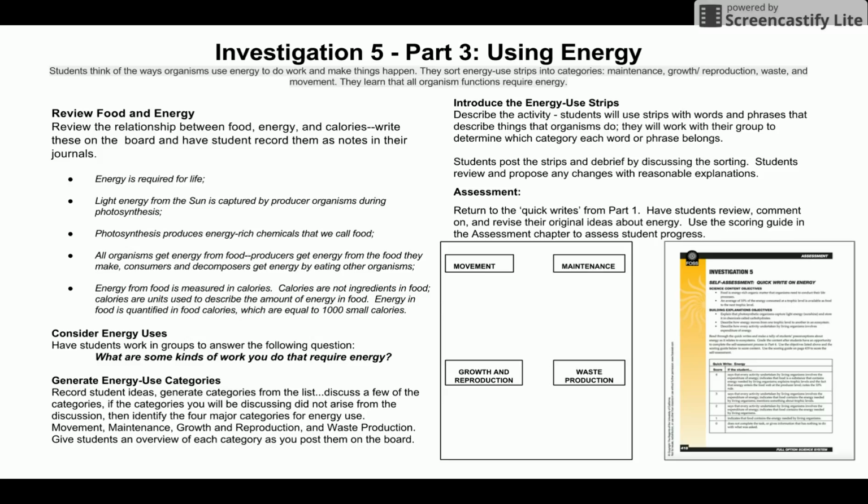Introduce the energy strips. Students will post the strips and debrief by discussing the sorting. Students review and propose any changes with reasonable explanations. Have students return to the quick write from Part 1 to review, comment on, and revise their original ideas about energy.